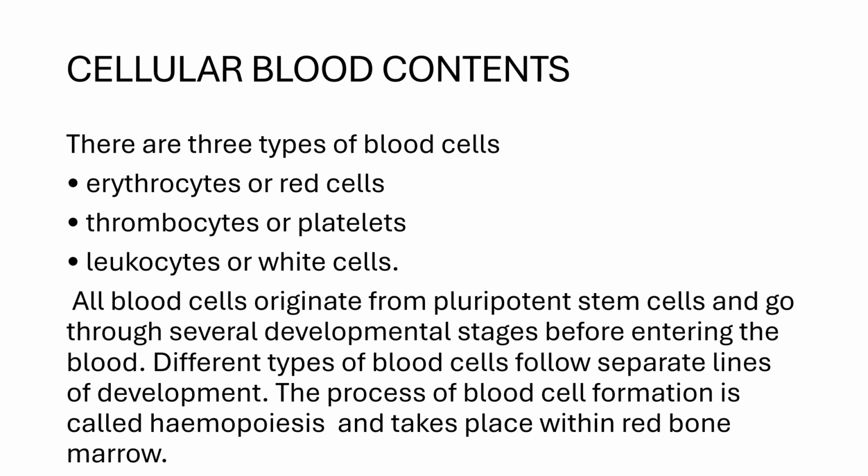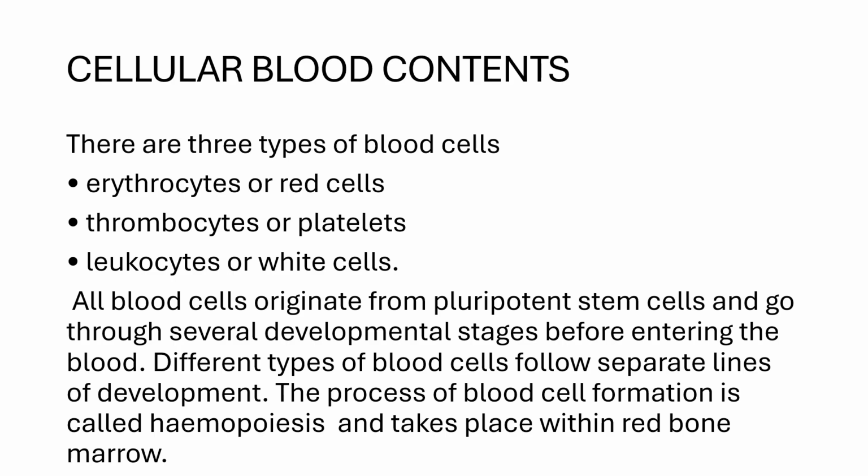The erythrocytes are usually called red blood cells. The thrombocytes are usually called the platelets. The leukocytes are also called the white blood cells. All blood cells originate from the pluripotent stem cells and go through several developmental stages before entering the blood. They won't just come up just like that. They originate from cells in the body too.